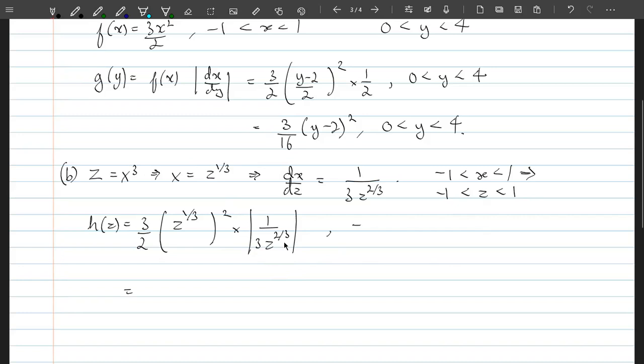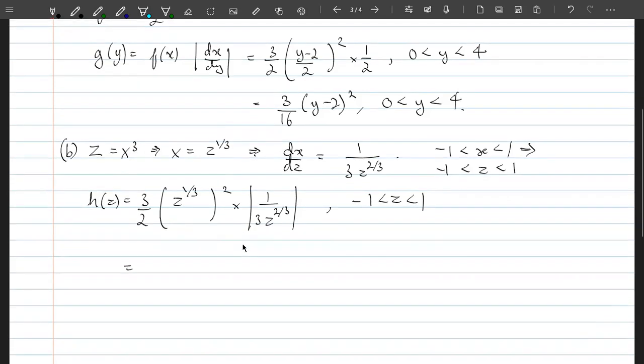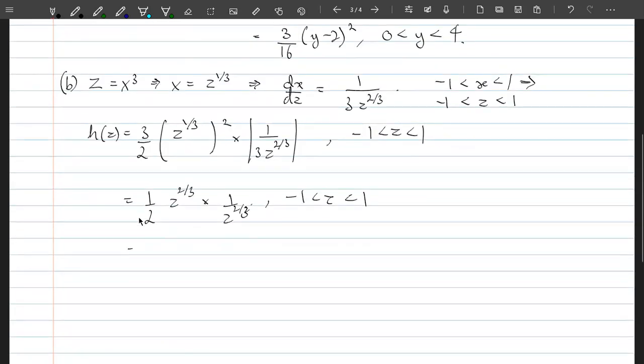So we can actually in the next step remove the modulus. But here let me write it. This is not something you should forget, so you write it in every step after this. Now here you have 3 and 3 will cancel out, and this 2 remains. So z to the power 1 by 3 whole square is z to the power 2 by 3. And here again you have z to the power 2 by 3. So in fact those will also cancel out, and you get just 1 by 2.